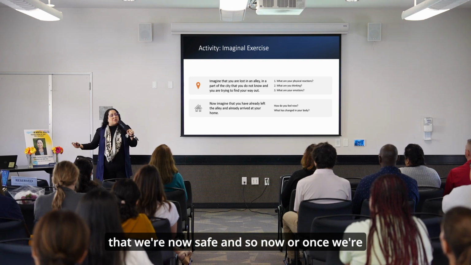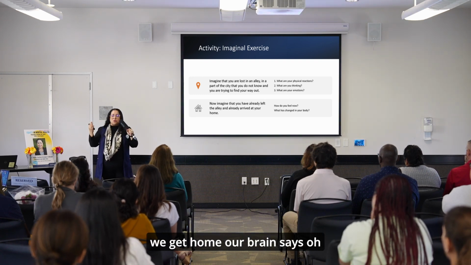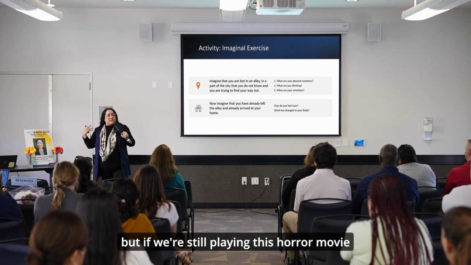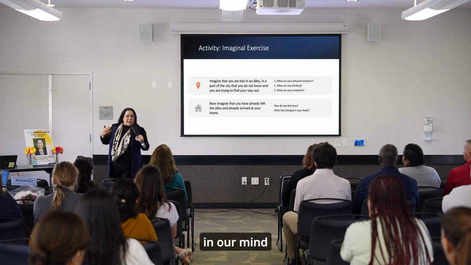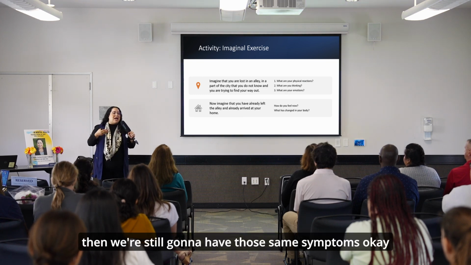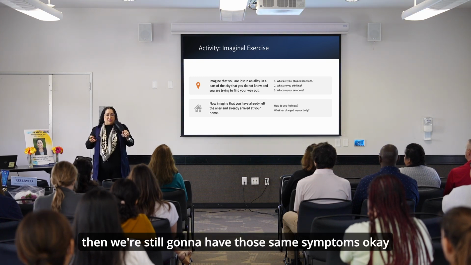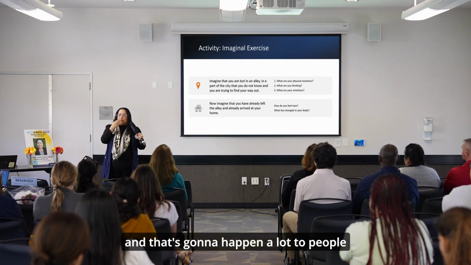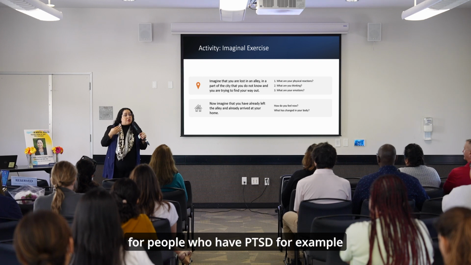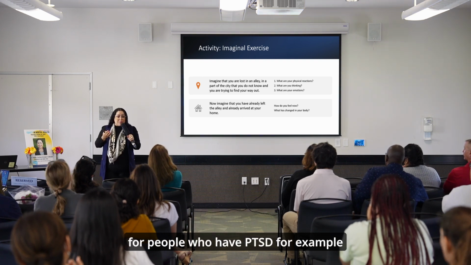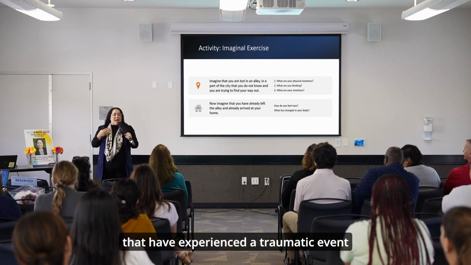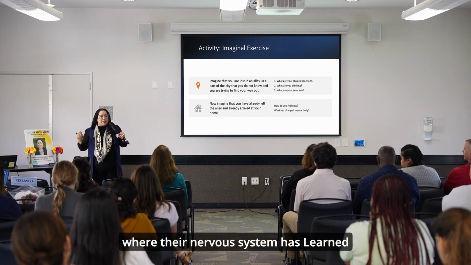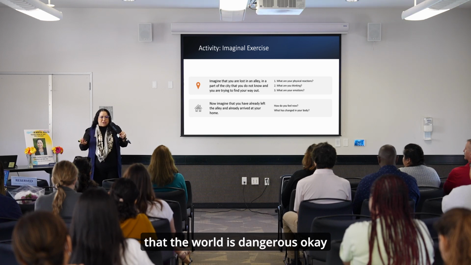And so now, once we get home, our brain says, "Oh, you're out of danger. Let me help you relax." Okay, but if we're still playing this horror movie in our mind, then we're still gonna have those same symptoms, okay? Even though now we're safe. And that's gonna happen a lot to people who are very anxious and for people who have PTSD, for example, that have experienced a traumatic event where their nervous system has learned that the world is dangerous, okay?